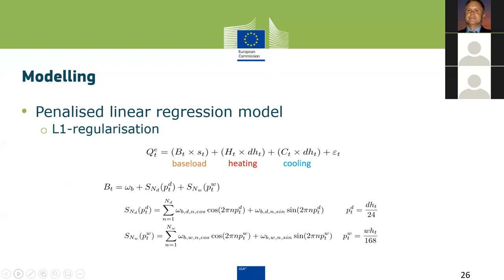This BT coefficient is a multi-regressor. So we have omega B, which is the centroid, and then two Fourier series, one regarding the day of the week and the hour of the day, and another regarding the hour of the week. So the hour of the day and the hour of the week. Go on, please.